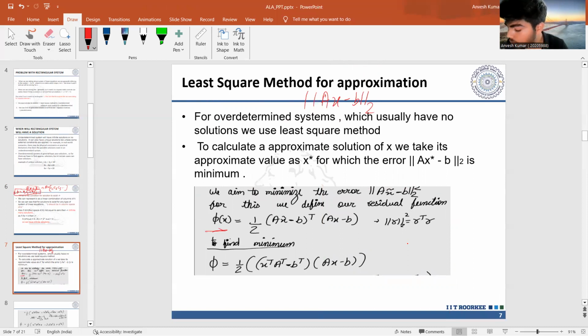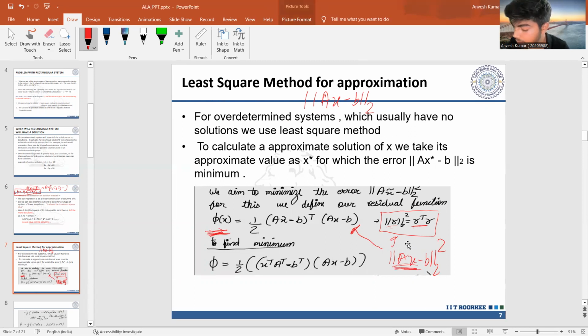We use a property that the square of the L2 norm of any vector r is r transpose r. So we apply this on Ax minus b. The square of the L2 norm of Ax minus b can be represented as this, and this is our residual function. To minimize the L2 norm, we can minimize our residual function phi of x. So to minimize this, we differentiate it with respect to x.